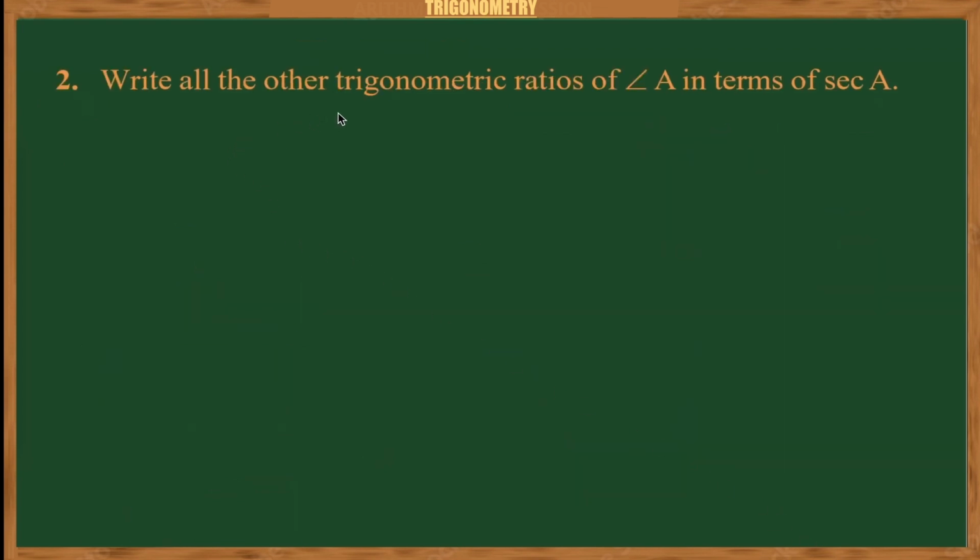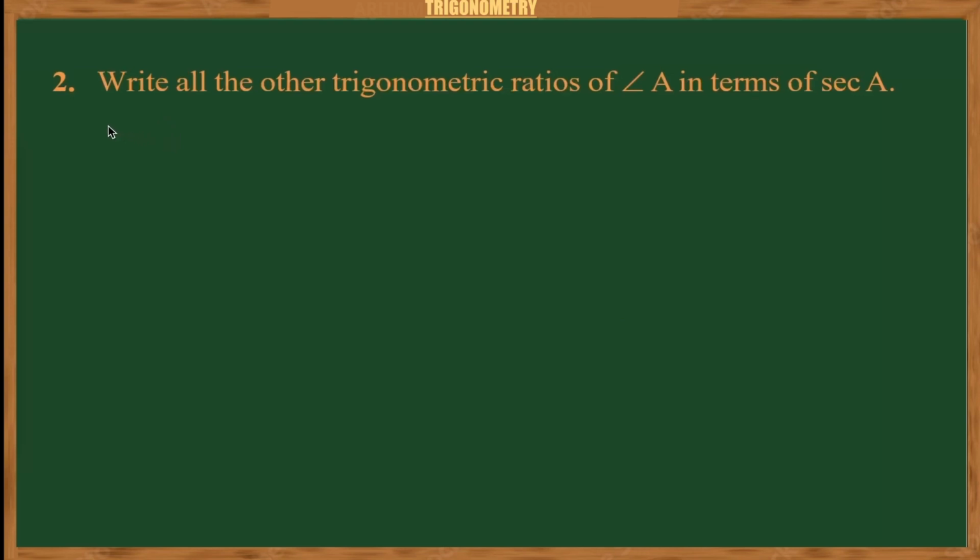Write all the other trigonometric ratios of triangle A in terms of secant A. Okay, so we need to find all the trigonometric ratios in terms of secant A. So what are the trigonometric ratios we have?